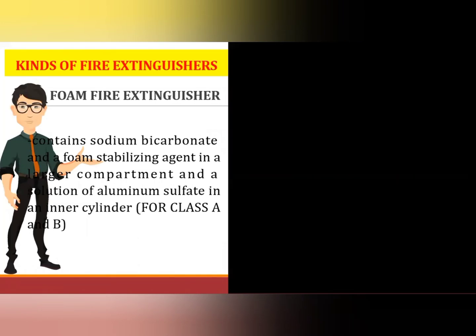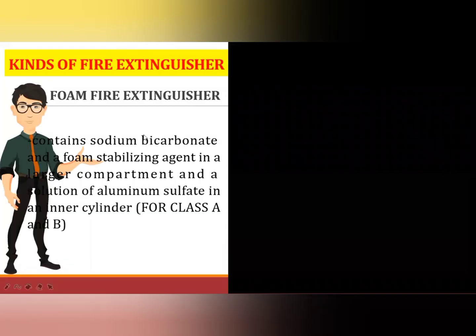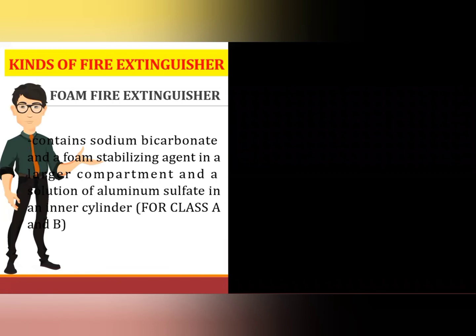Next, let us talk about the kinds of fire extinguisher. First, we have the foam fire extinguisher. It contains sodium bicarbonate and a form of stabilizing agent in a larger compartment and a solution of aluminum sulfate in an inner cylinder, which is appropriate for class A as well as class B.